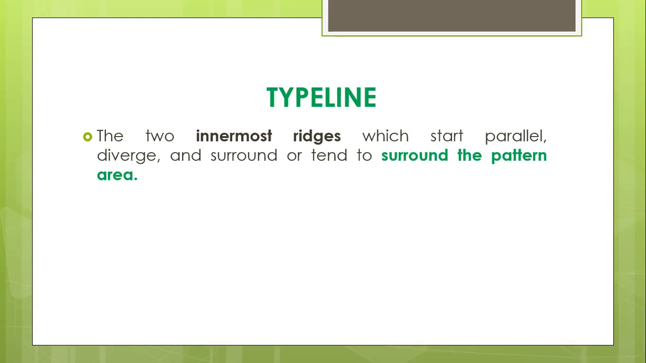In determining type lines, we have to follow certain rules. So just like this illustration, if you notice, titingnan natin. So this is the fingerprint pattern or the fingerprint. So among these ridges, the two innermost ridges that run parallel, which tend to surround the pattern area, are this one.